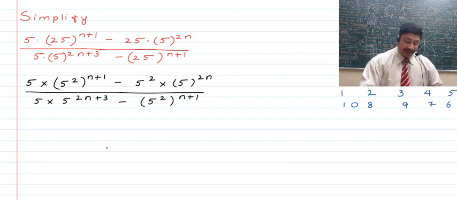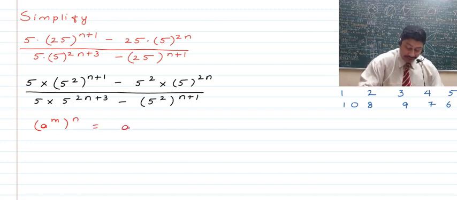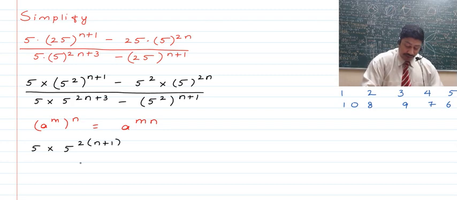And minus again this 25 can be written as 5 raised to the power 2 whose whole power is n plus 1. Now children, here we are going to use certain rules, that is if we have a raised to the power m which is whole raised to the power n, then we know that that is going to become equal to a raised to the power m into n. And now we're going to use this. So here we have 5 which is multiplied with 5 raised to the power, and in accordance with this rule both of these powers are going to get multiplied, so we will have 2 times n plus 1 now.